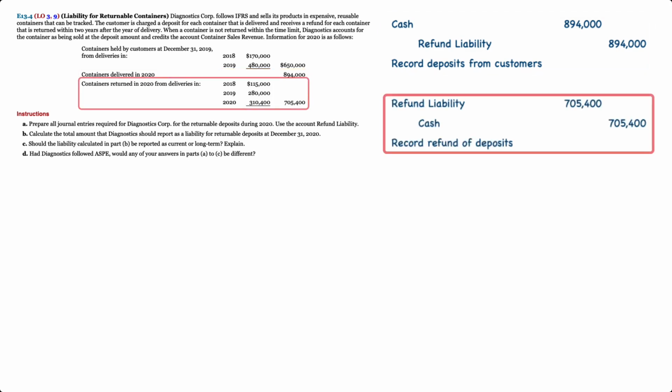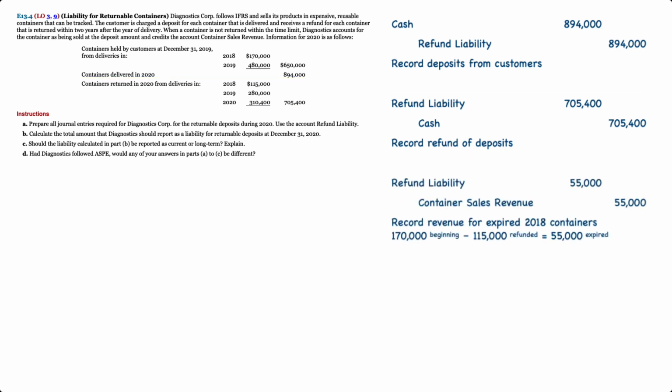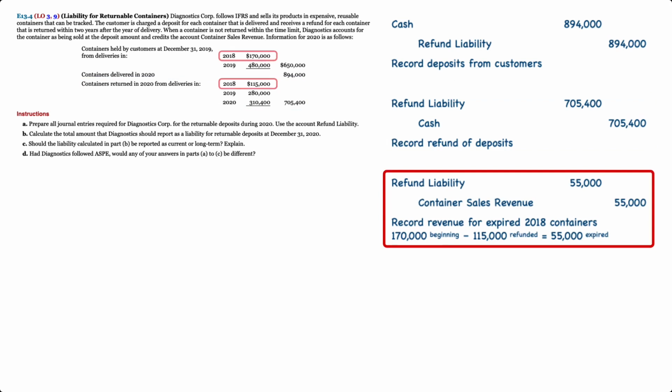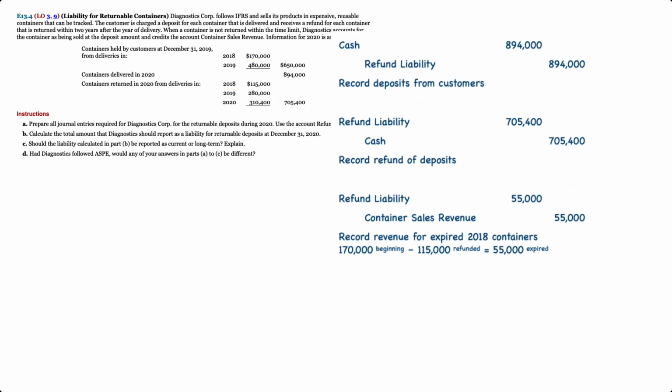The second entry will record the refund of deposits for containers returned during the year of $705,400. So there's a debit to the refund liability account and a credit to cash for each of the 2018, 19, and 2020 returns. The last entry is to record the revenue associated with the expired 2018 containers that have not been returned. So we will debit the refund liability and then credit container sales revenue both for $55,000 that's calculated as the beginning $170,000 refund liability balance minus the $115,000 refunded during the year.